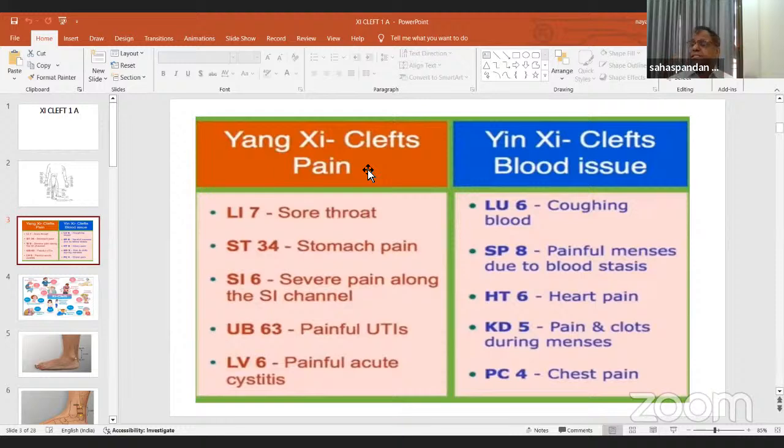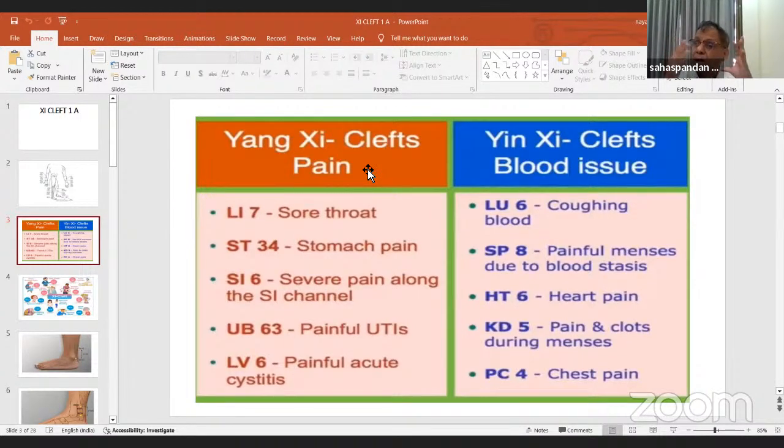And UB63, the painful UTI, urinary tract infection. It is the painful UTI, urinary tract infection. And liver 6 is the painful acute cystitis. Okay. And in Xi-Cleft point, it is the lung 6, that cupping blood.